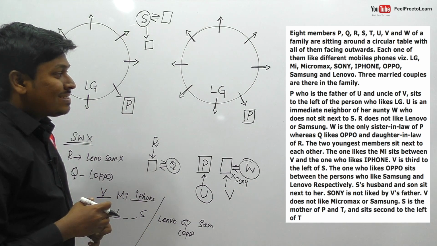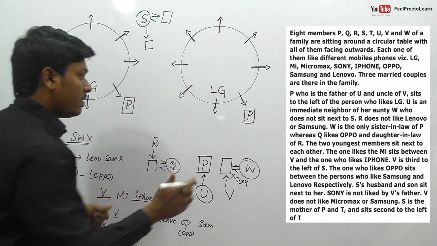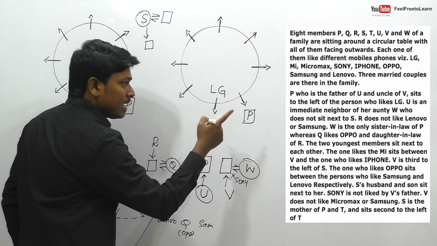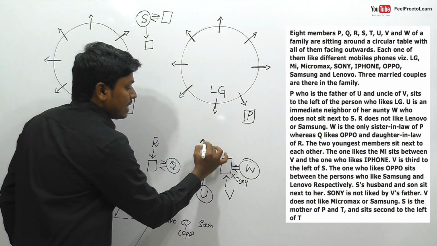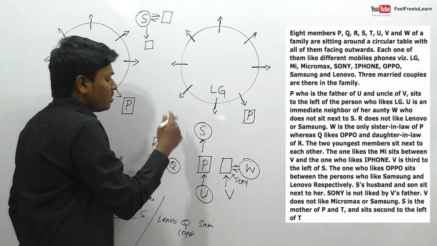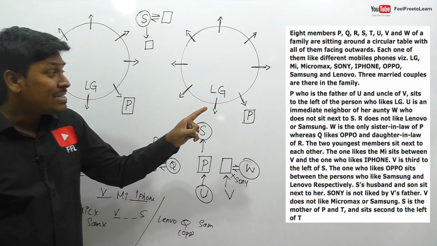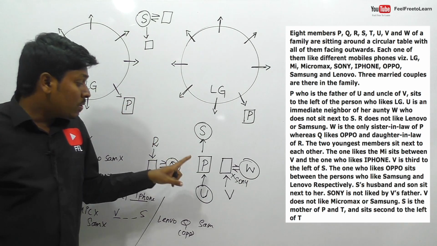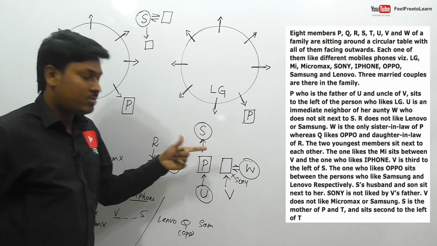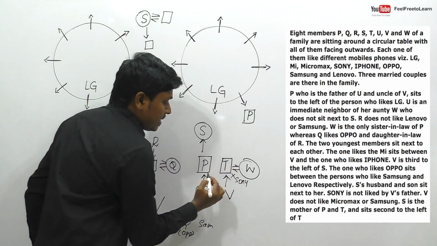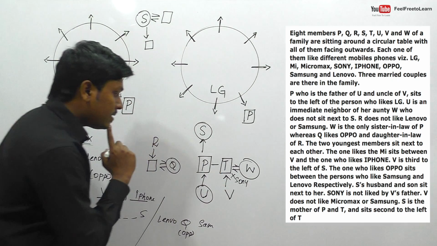Next point, S is mother of P. P has a mother, friends. Listen here, P has a mother, that is S. So we can say that S should definitely be a female person. Friends, I got the logic. Listen to the last point. S is mother of P and T. So P and T, S is mother. So we can definitely say that this must be T and they both should be brothers.